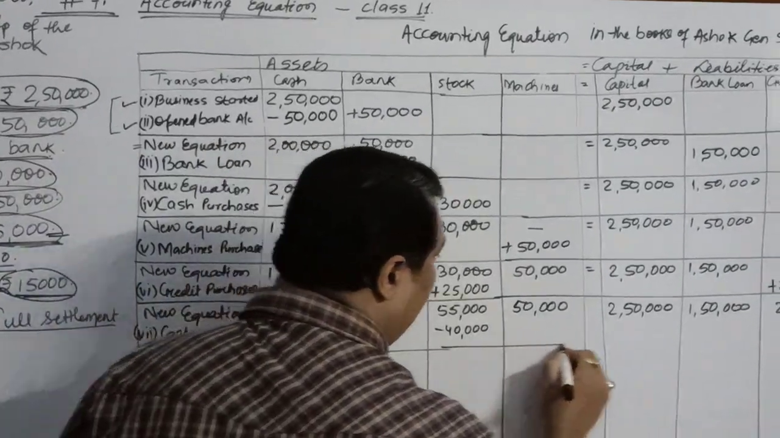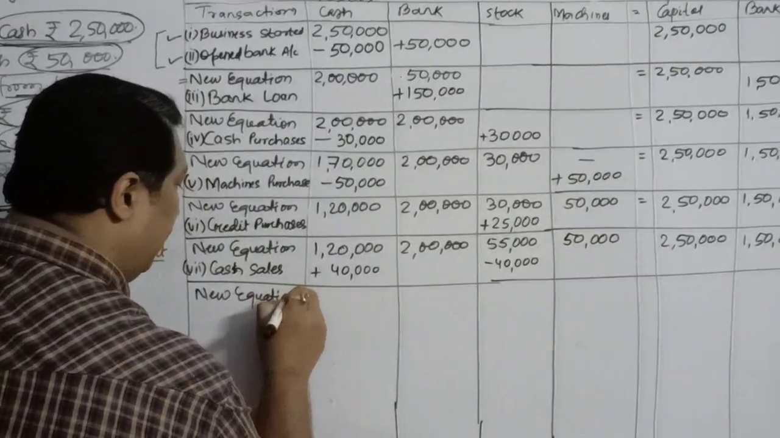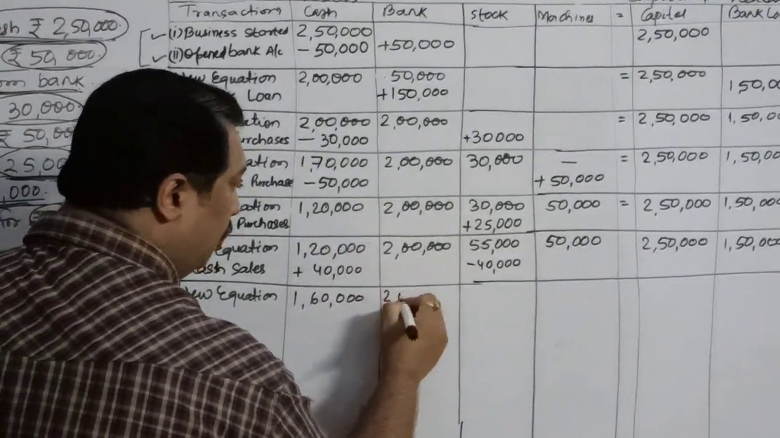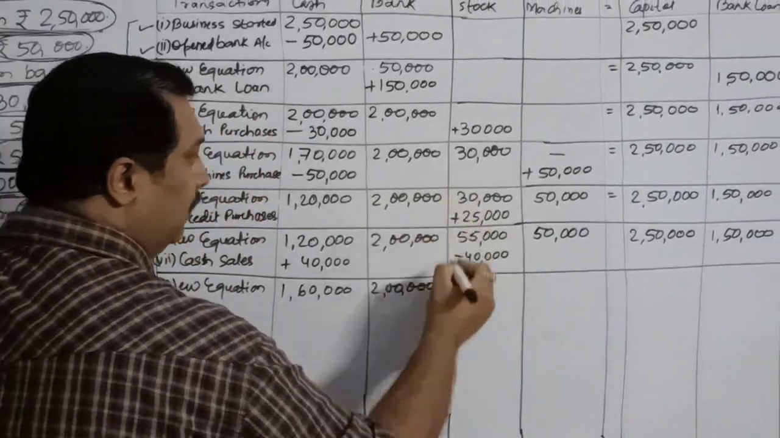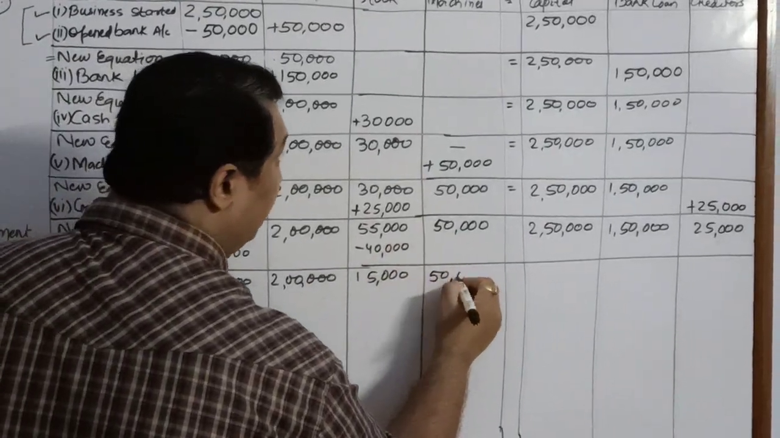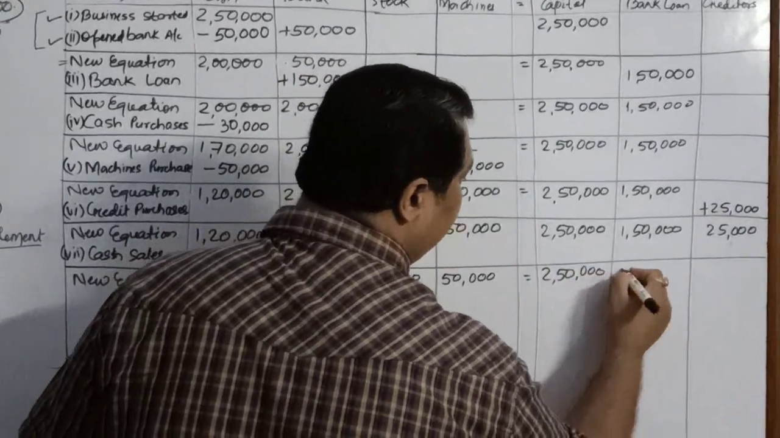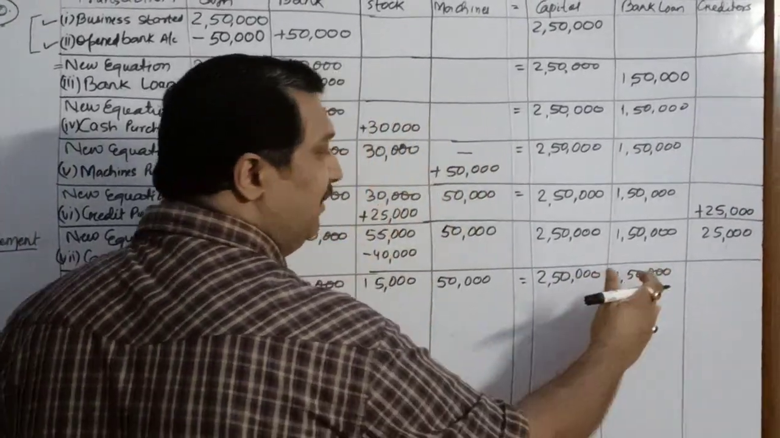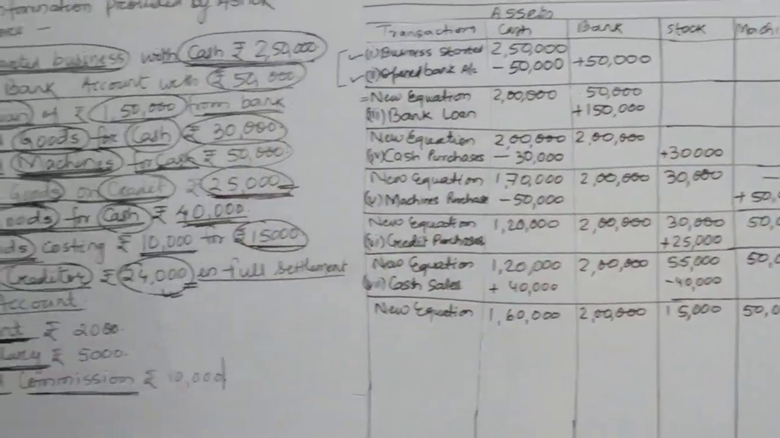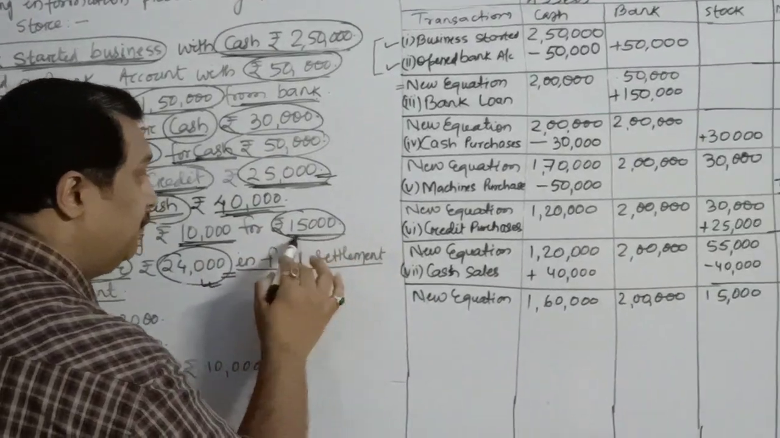So after this, what is the new equation? See over here, the new equation. It will be 1,60,000, that is 1,20,000 plus 40,000. No change in bank loan yet. 15,000 is left in stock, that is 55,000 minus 40,000. And 50,000 over here for machines. Capital, no change, 2,50,000. Bank loan, still 1,50,000, no change. Creditors 25,000, no change.